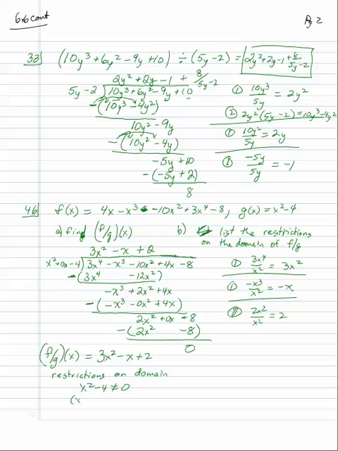So I factor this. That's minus 2. So x equals negative 2, x equals 2. Remember, it can't equal. So that's my restrictions. Negative 2 and 2. Okay, so that completes the lesson for 6.6. Go to My Math Lab, complete your exercise there, and I'll see you next time.